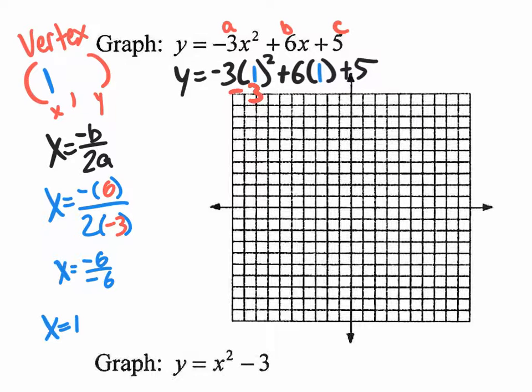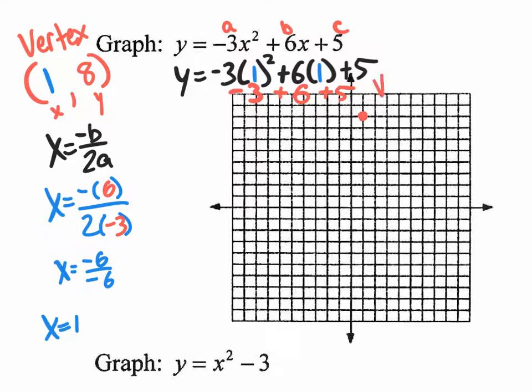And then 6 times 1, that's just 6. So you have negative 3 plus 6 and then plus 5 at the very end. What is negative 3 plus 6? 3. What's 3 plus 5? 8. So our y value is 8, and there's the vertex. That is the most important point of the parabola. Let's graph it. So I'm going to go 1 on the x from the origin, 1 on the x, 8 on the y. Put a dot right here.